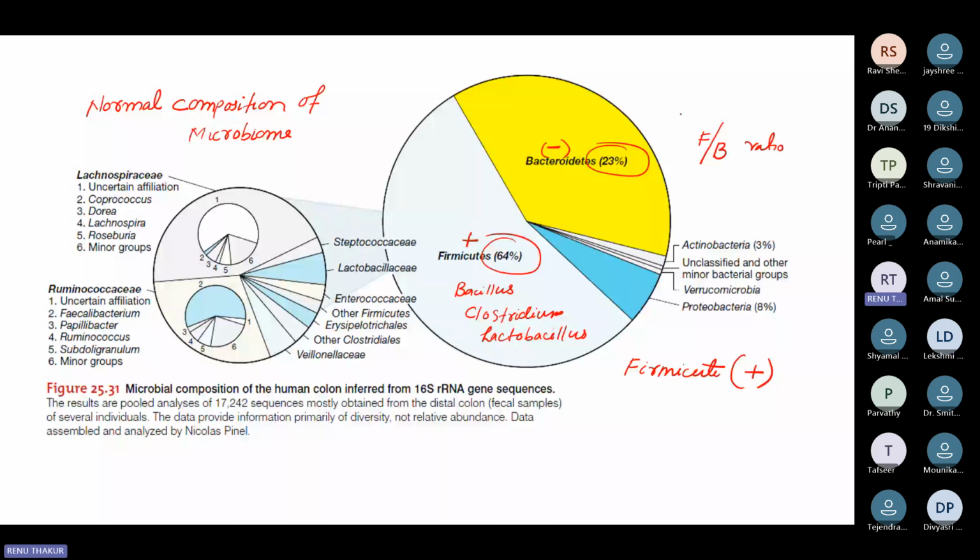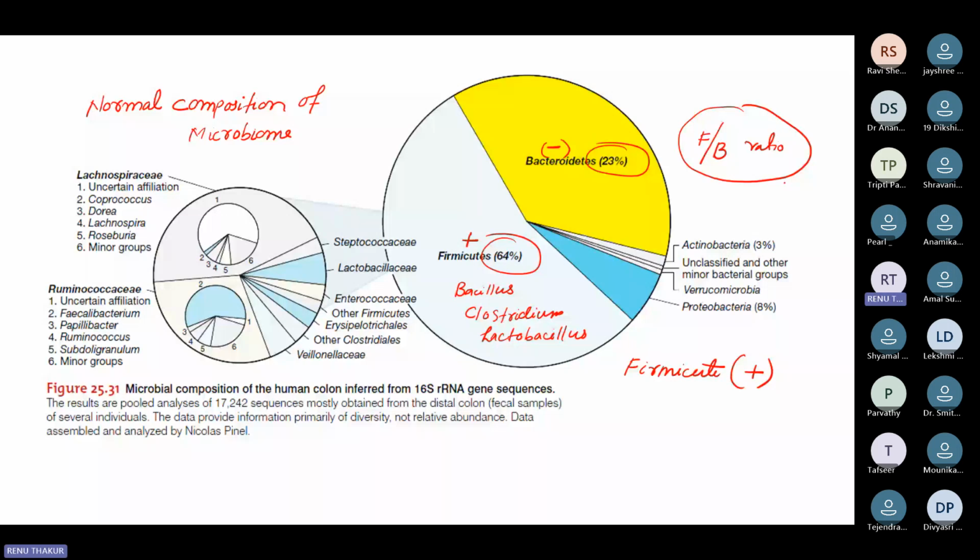Your doctor will check your F by B ratio if he or she wants to know whether there is a disturbance in the normal microflora of your body or not. An increased F by B ratio, meaning the firmicutes to bacteroidetes ratio is very much increased, may be associated with obesity and different gut diseases like irritable bowel syndrome or inflammatory bowel diseases. So they will check this F by B ratio.